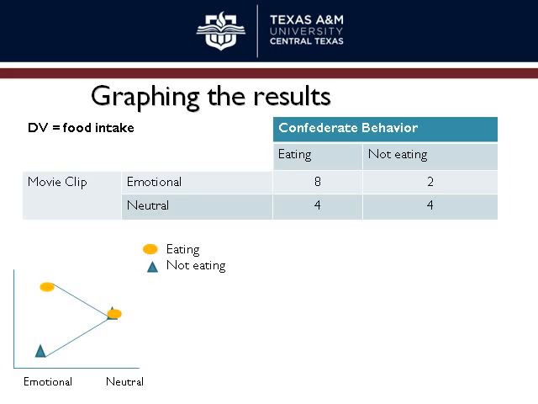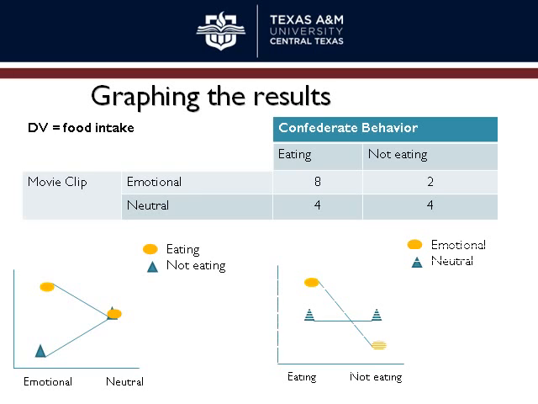And you can graph these same exact data, and it looks a little different. And all I did here was, instead of having the movie clip on the x-axis, I put the Confederate behavior on the x-axis, and then put the movie clip up in the key. And the graph looks a little different. So now you have, okay, well, when eating, there's this difference where emotional is higher than neutral, but when Confederate wasn't eating, neutral was higher than emotional.